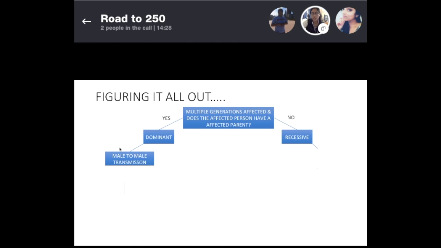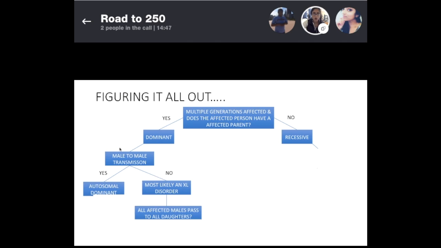So a father is transmitting to his son. If you see this, then we can determine that this is an autosomal dominant inheritance. If you do not see this, then it's most likely going to be an X-linked dominant disorder. And to verify that, if all affected males are passing on to their daughters, then that will define that it is X-linked dominant.